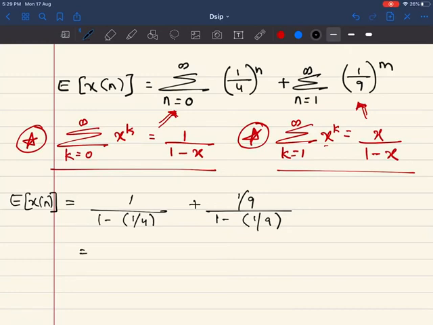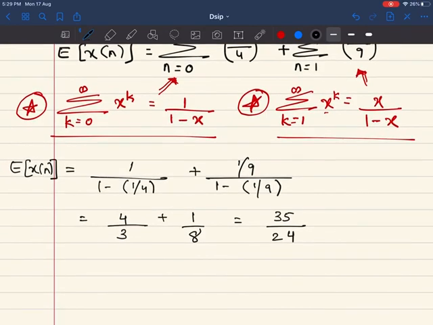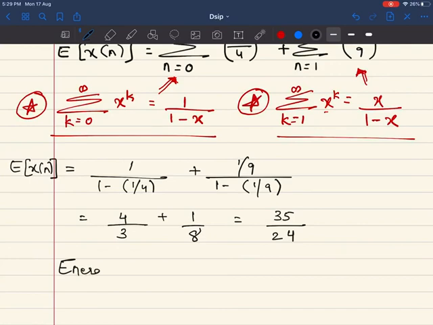So my answer is 4 by 3 plus 1 by 8, which is nothing but 35 by 24. That means the energy of the signal x of n is equal to 35 by 24 joules.